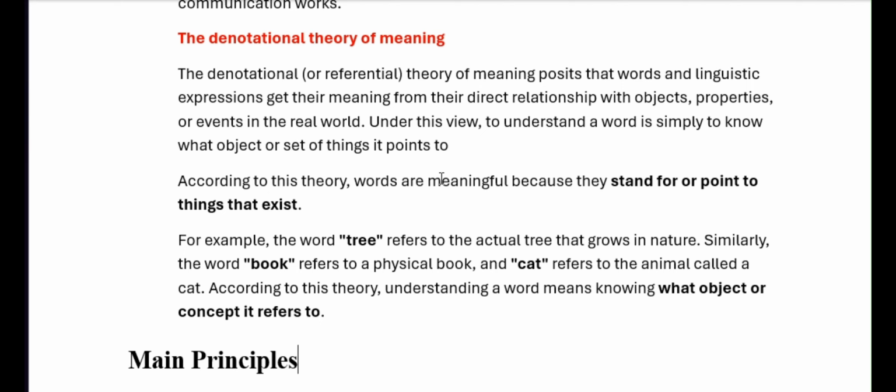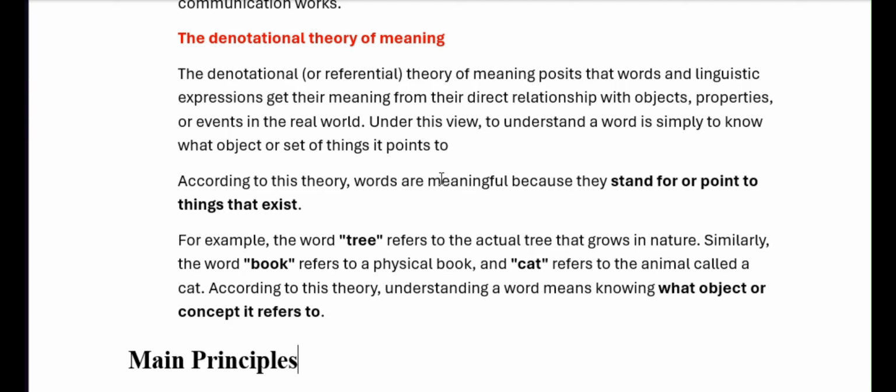Or similarly, book refers to a physical book. Cat refers to the animal called a cat. According to this theory, understanding a word means knowing what object or concept it refers to. You do not understand the word unless you know the object that it refers to. Okay, this is basically the denotational theory of meaning. Let's see what the main principles of the denotational theory of meaning are.